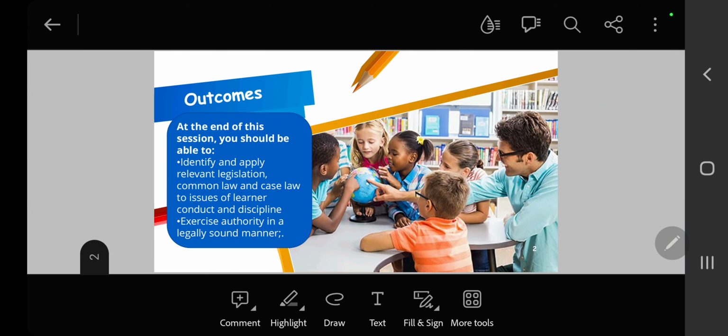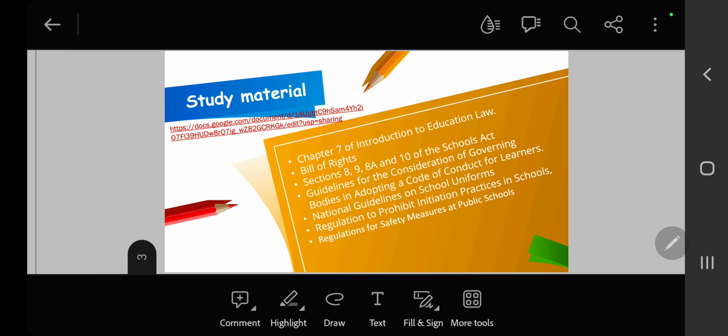At the end of this session, you should be able to identify and apply relevant legislation, common law and case law to issues of learner conduct and discipline, and also, most importantly, exercise authority in a legally sound manner, meaning that when you discipline a learner or when you exercise your authority, when you manage your classroom or an excursion or a sport activity or whatever it might be, that you know what the rules about it are, what rules the law gives you, what is allowed, what is not allowed, and to stay within those guidelines and regulations.